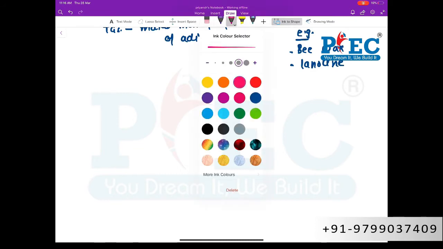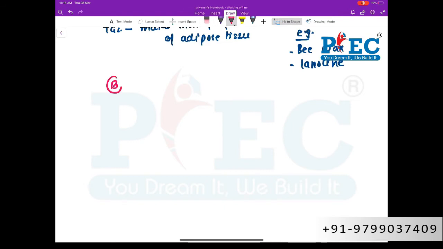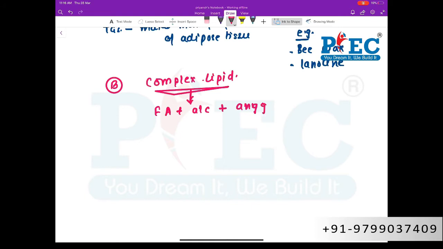Now coming to the second category, that is complex lipid. The constituents are an important question. The constituents of complex lipid will be fatty acid plus alcohol plus any extra group. Now this extra group can be different ones. For example, it can be a phosphate group, it can be a carbohydrate, it can be a protein. So we can add any other extra group.